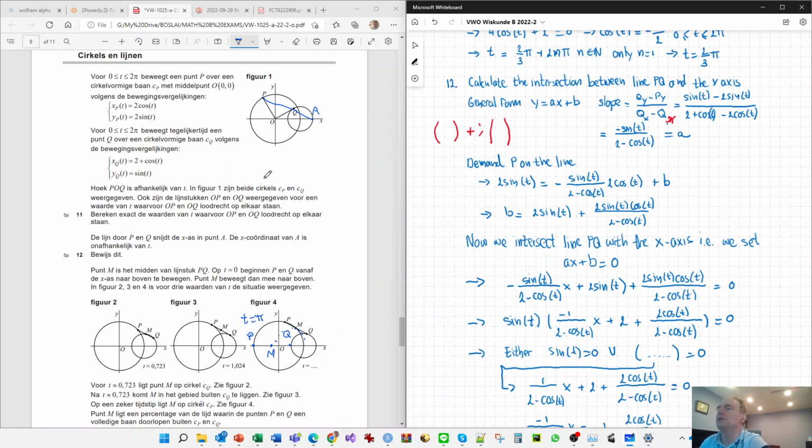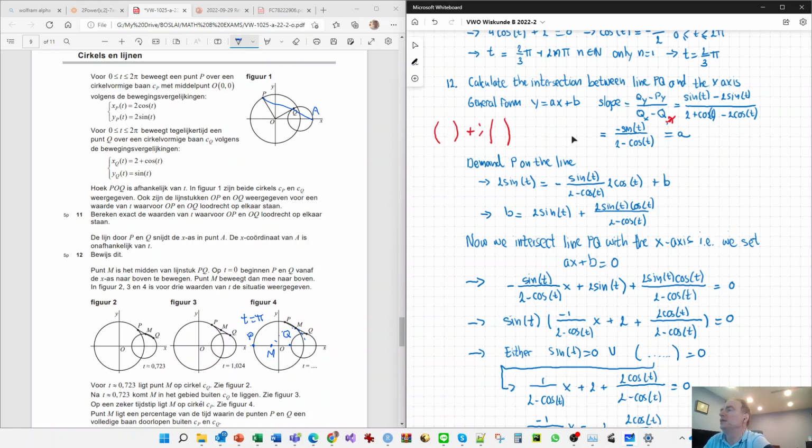So now substitute Qy as a function of time. It's sine t. And then you subtract y of P, which is 2 sine t. And you do the same for the x: 2 plus cosine t minus 2 cosine t. And this is just minus sine t, and you can also subtract the cosines here. So you get minus sine t divided by 2 minus cosine t, which is our slope A.